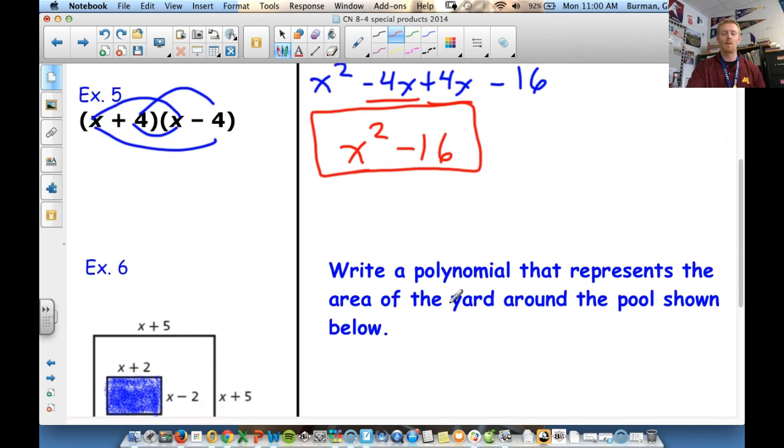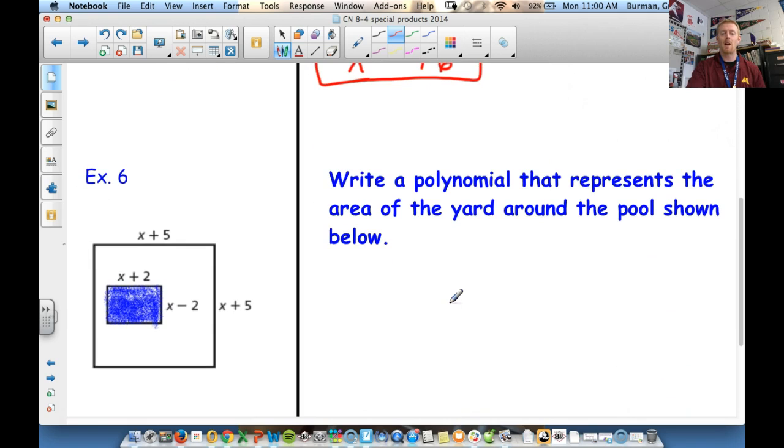All right, we have one last example that I want you guys to try on your own. We have the job of writing a polynomial that represents the area of the yard around the pool shown below. Remember when we're finding the area of rectangular shapes, in this case they're both squares, we're going to have side times side. So to find just the unshaded area, we're going to have to do the big minus the small, and hopefully you guys will be able to show me how to do that.